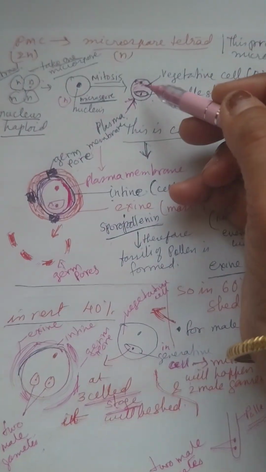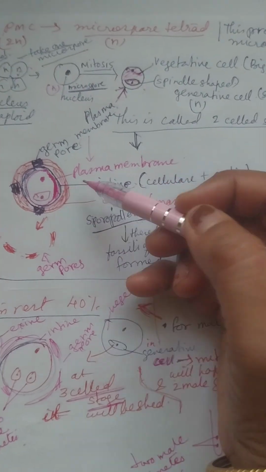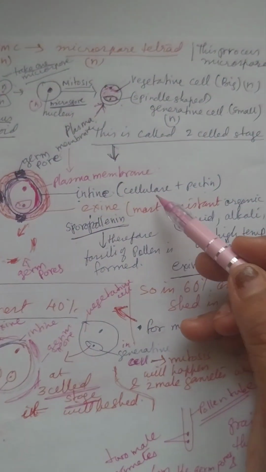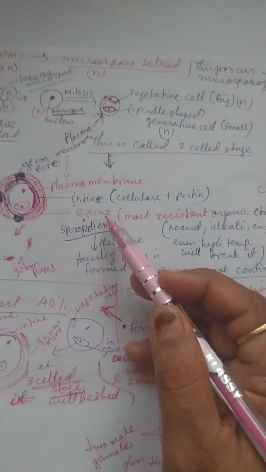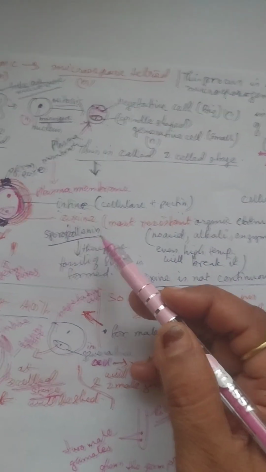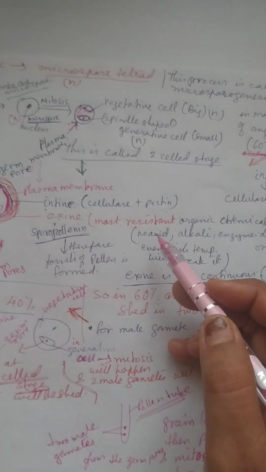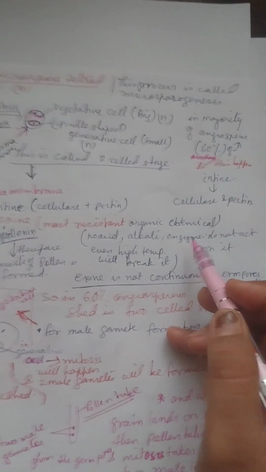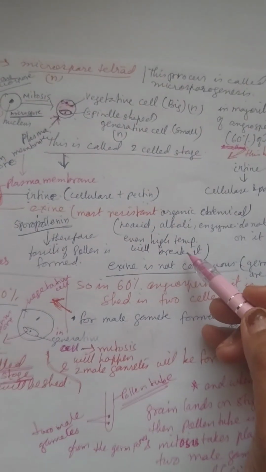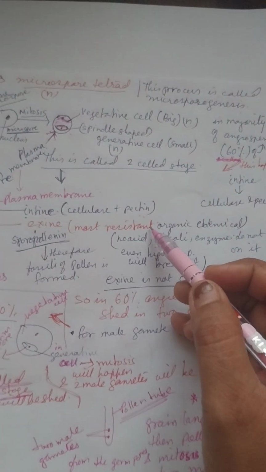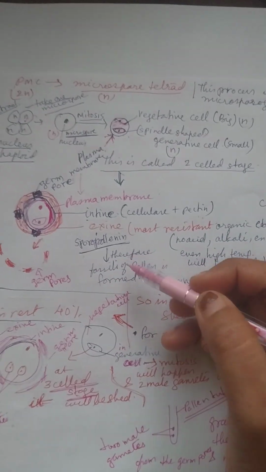Let us study the structure of this microspore. Outer to plasma membrane, intine will develop, which is made up of cellulose and pectin. Outer to that, exine will be formed, which is made up of sporopollenin, which is the most resistant organic chemical. No acid, alkali, enzyme can act on it. Even the high temperature will not break it. So this is the most resistant organic chemical. Therefore, the fossils of pollen grain can be formed.